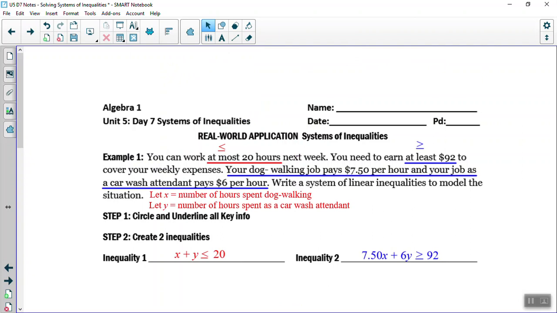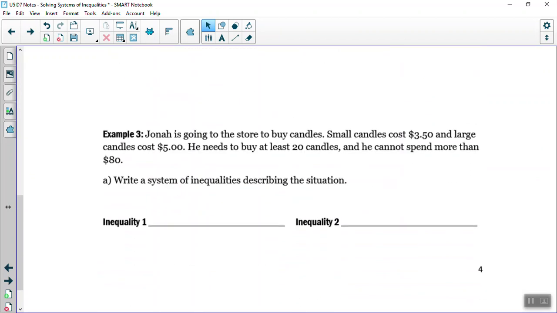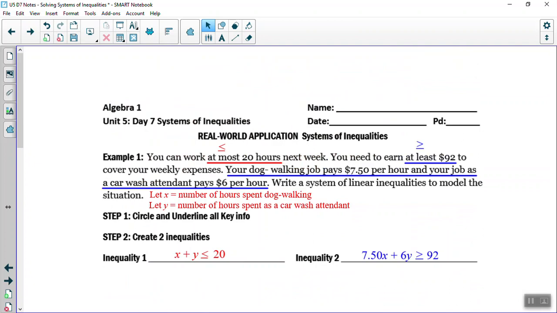All right, that brings us to the end of the notes. The last 2 are on your own. Please go back and make sure you've completed all of your try on your own, and I'll see you in class next time.